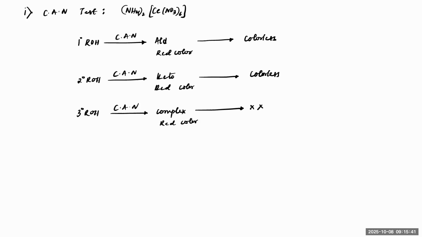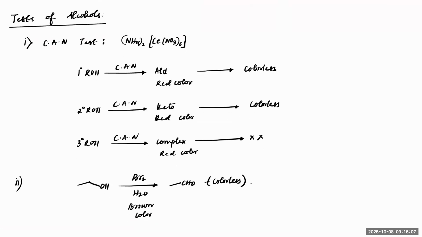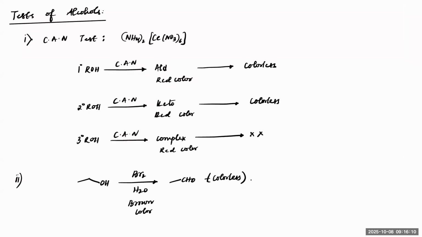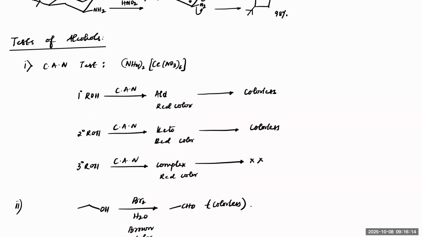Now, the second thing is about bromine water. If you have a primary alcohol and you react it with Br2/H2O, this bromine water is brown in color. That will convert into an aldehyde, and it will become colorless. So these two are the main tests that you need to learn for alcohols. If you ask me for a synopsis, this is how much you need to know from the alcohols topic.